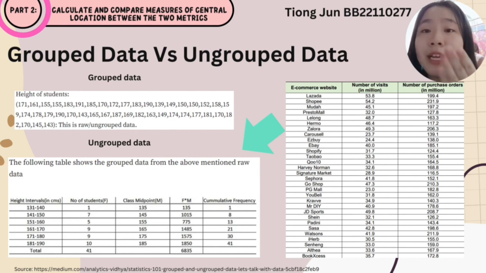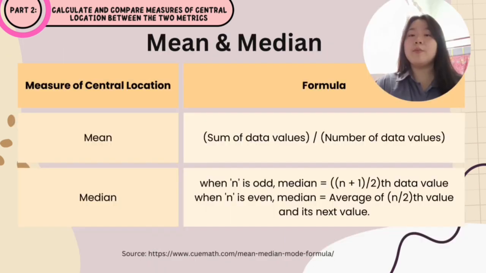Grouped data is defined as data that can be categorized into classes, while ungrouped data is data that is not categorized. Based on the definition, the data used in the assignment is ungrouped data. Thus, the formulas of mean and median for ungrouped data are used in Part 2. Here, the mean is the sum of data values divided by the number of data values. There are two ways to calculate the median as shown here. The introduction is done.